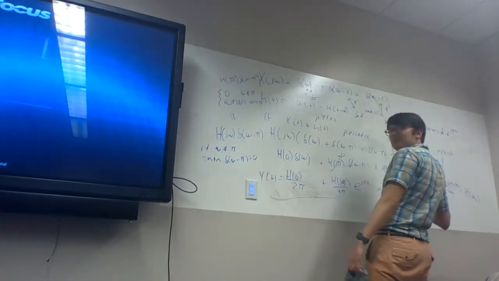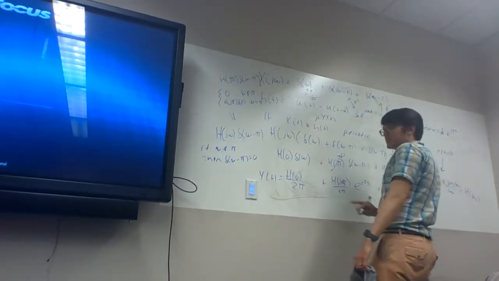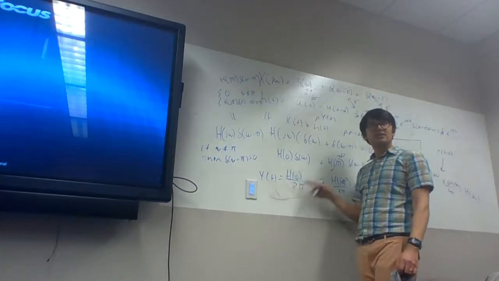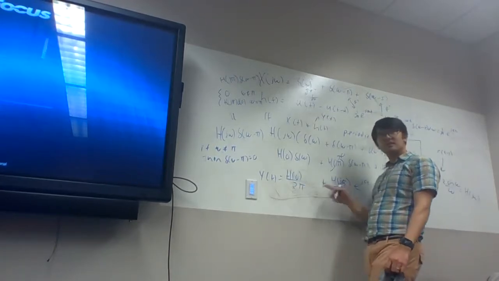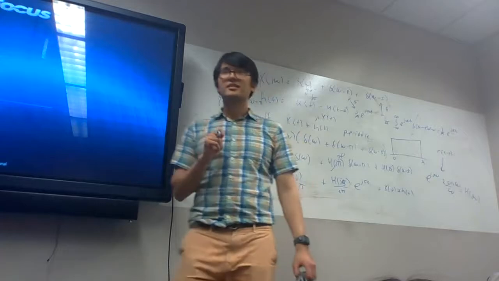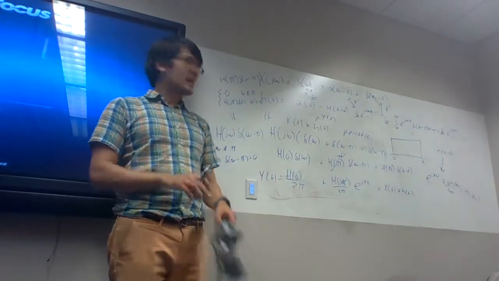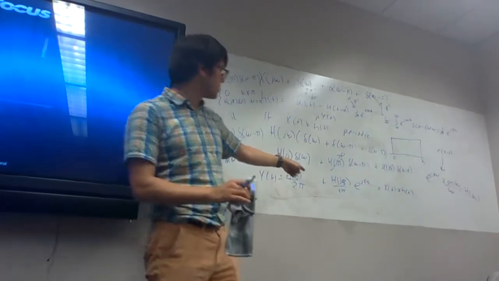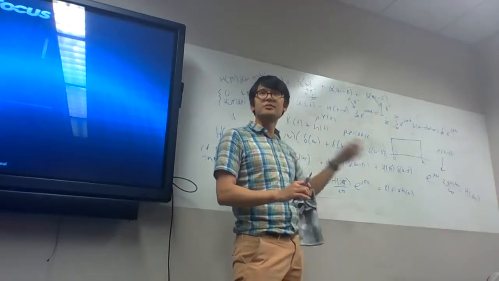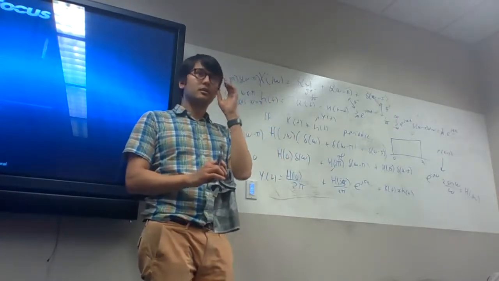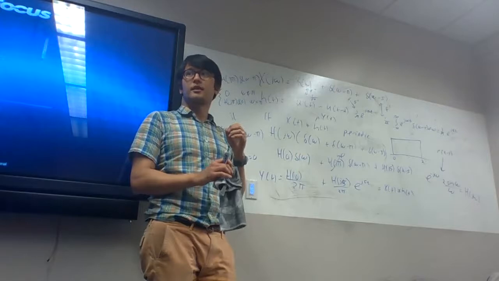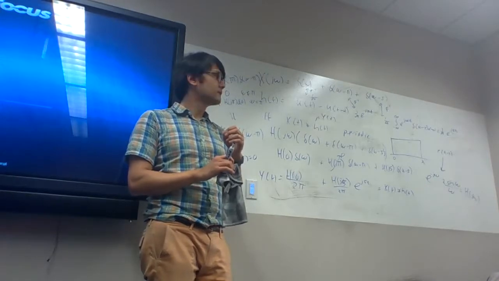Sorry, maybe I just didn't write this. Yes, H of 0. These are constants. Okay, now I get it. It looked like you were mixing both the domains, and I was confused. I sort of am, right? Yes, because this is the time domain representation.